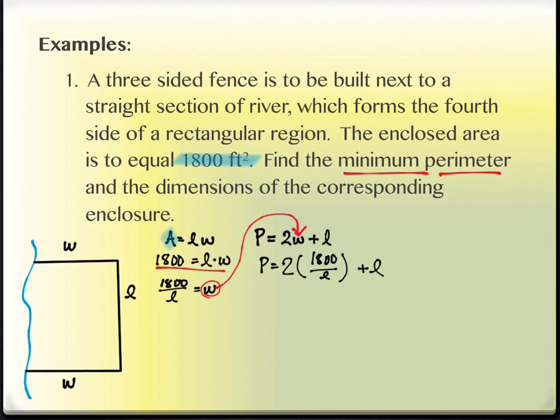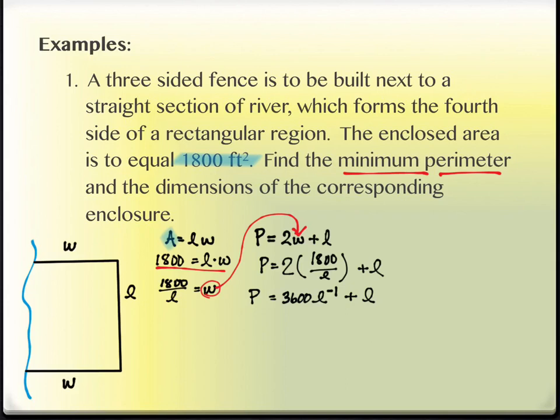I'm going to multiply the 2 and the 1800, but I'm also going to bring my L up because finding a derivative when the quantity is up is easier than when it's down, right? I don't have to use a quotient rule that way. So what's 2 times 1800? 3600. I'll have 3600 L to the negative 1 plus L, and that's my equation now for the amount of fencing, or what we're calling P, or perimeter.